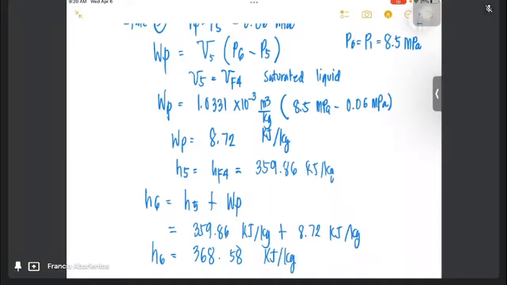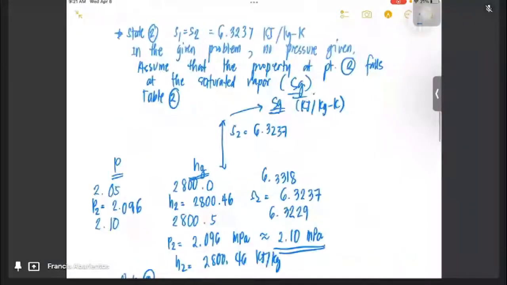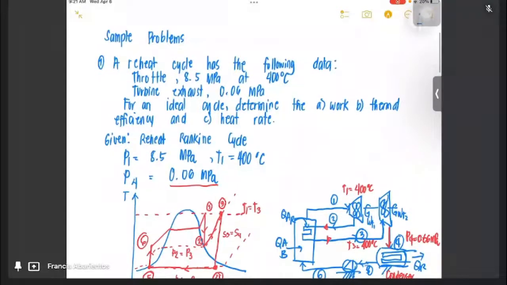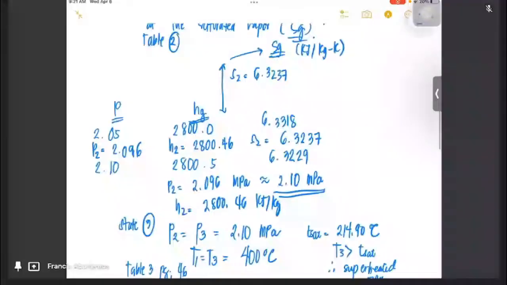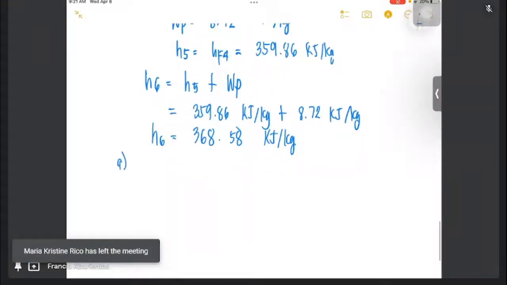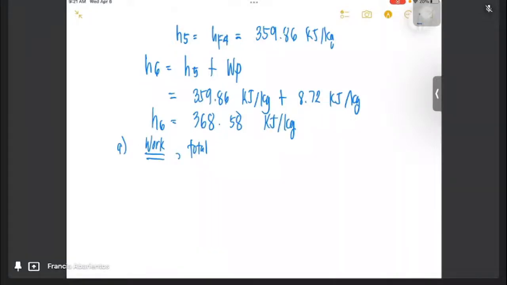Yeah. So we have now all the values in determining the process of this reheat Rankine cycle. But we need to determine the work and the thermal efficiency of the cycle as well as the heat rate. First is the work. So the work, class, is the total work done by the system. If you don't know the equation, just draw our schematic diagram.